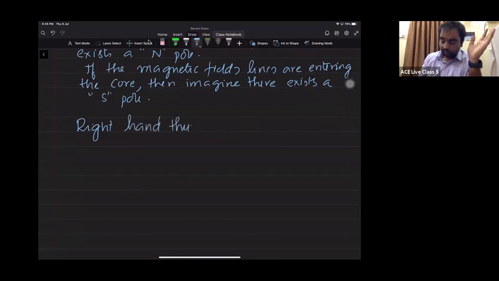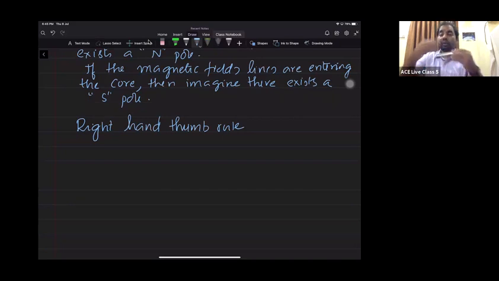So what is that right hand thumb rule? If I have a conductor carrying a current, and I want to know the direction of flux lines, then you have to place the thumb of your right hand in the direction of current, and the remaining four curled fingers will give the direction of flux lines.